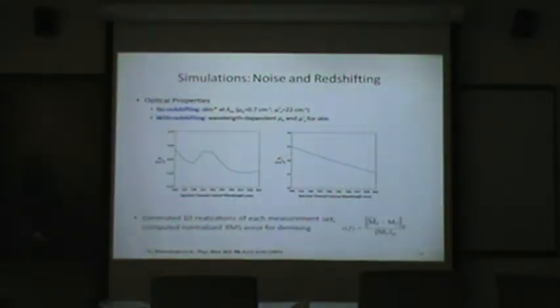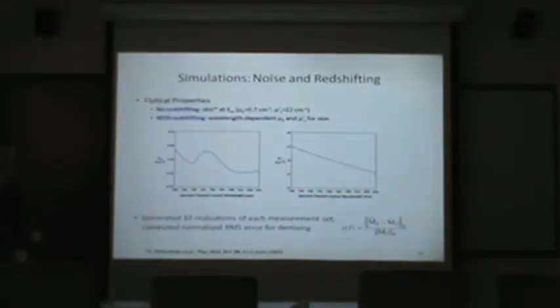And then what I do is I generate 10 realizations of each measurement set. Remember, each measurement set has 650 measurements. I add a realistic level of noise, and then I compute this error metric. This n hat contains the demixed fluorophore signatures for each fluorophore, and n contains the true values. This is the Frobenius norm, so this is an RMS difference, and then we're just normalizing by the magnitude of the true values. So it's a normalized RMS error that we're going to use to quantify demixing.